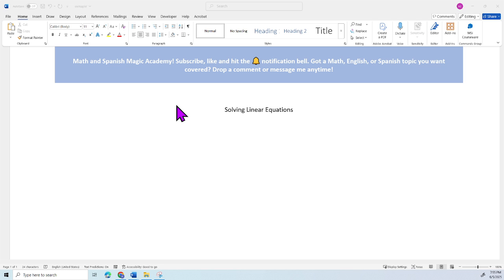Today we're going to learn how to solve linear equations. So let's take a look at the first example. We have 3x plus 5 equals 20.